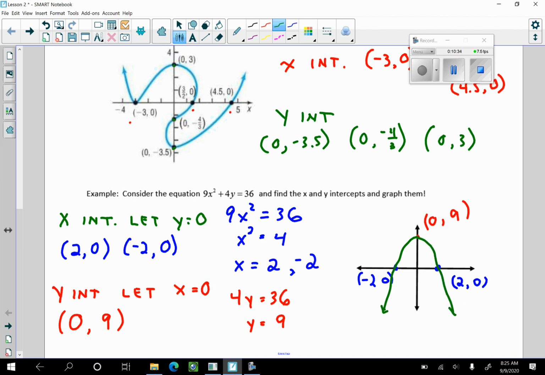Why would that be? Well, let me tell you why it would be. If I did solve this equation here for y, look what I would have. We would have 4y is equal to negative 9x squared plus 36, and then I would divide by 4, but then the coefficient of the leading term there would be negative. The a would be negative, therefore the parabola would be concave down. Okie dokie. May I go on to the next page?